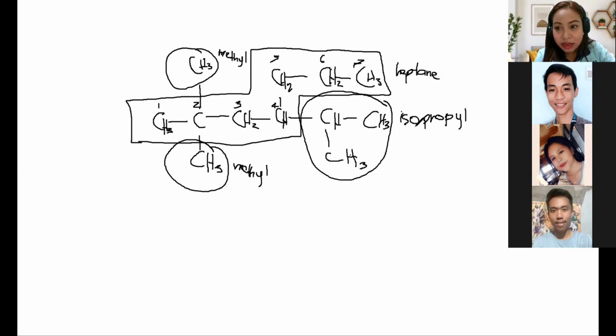Iso means there is a rearrangement of molecules. Meaning, it is not in a straight line, it branches. So the iso in isopropyl is not really part of its name, but just indicates that the propyl has rearranged. So propyl is our basis.